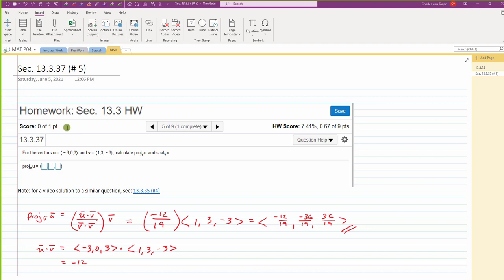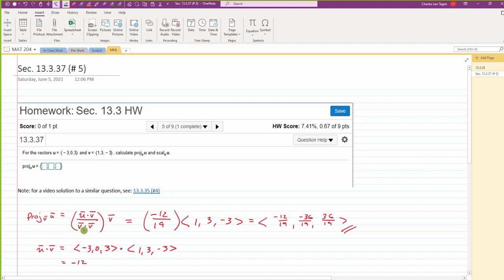So just to reference, this is question number 37 in the textbook. And it corresponds to question number 5 in our My Math Lab assignment. And we're asked to find the projection of vector u onto vector v. And we're doing this for these 2 vectors. We happen to be in R3, but of course the computations here are very similar.